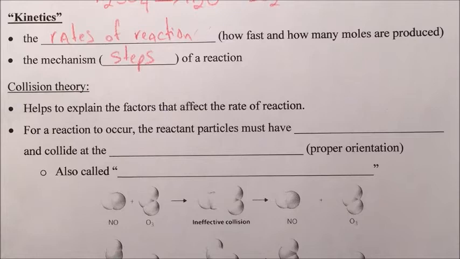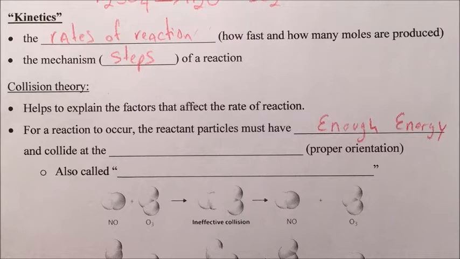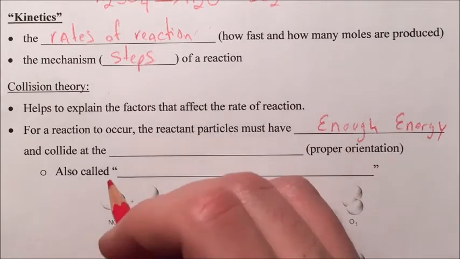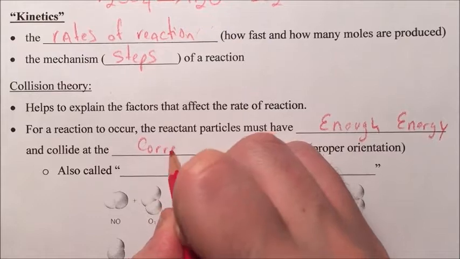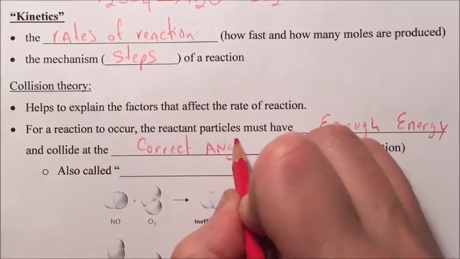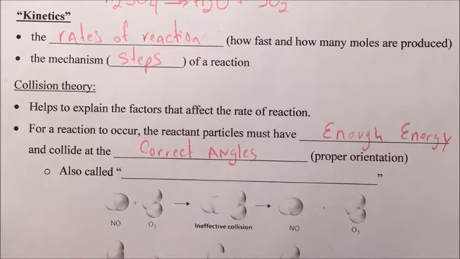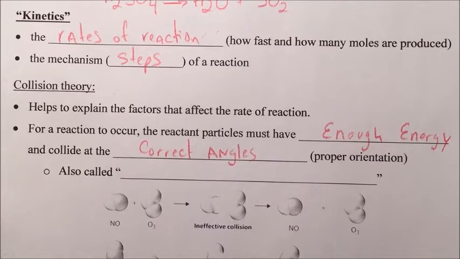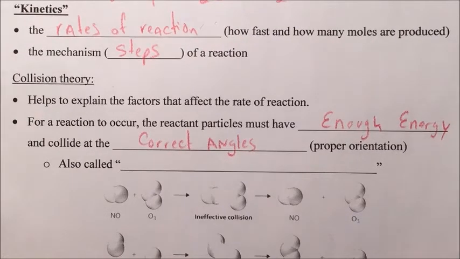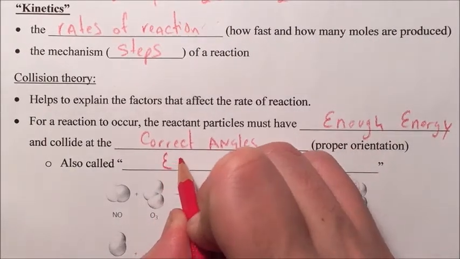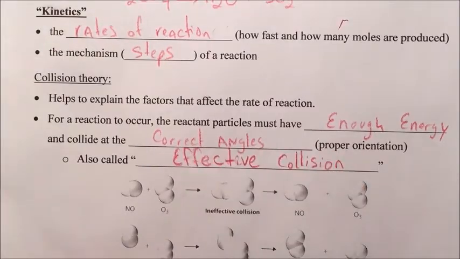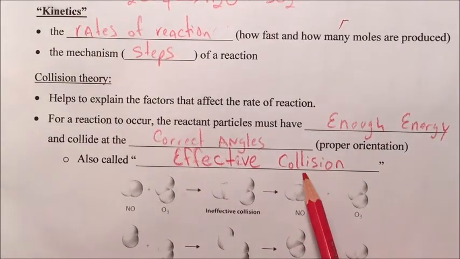This goes a little bit more into the introduction that I had in the very beginning of this video. For a reaction to occur, the reactant particles must have enough energy and collide at the correct angles for a reaction to occur. So in general, they need to collide with enough energy and at the right angle or orientation in order for a reaction to occur. This is very important for chemical reactions, and this is called an effective collision. Here it is spelled out, effective collision.